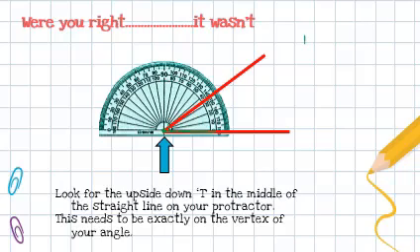So two conditions should be satisfied in order to know that you are measuring correctly. The vertex should be on the point of the protractor, this point, and one of the arms should be on the 0 degree. And now you can measure. How can you measure? It's very easy.